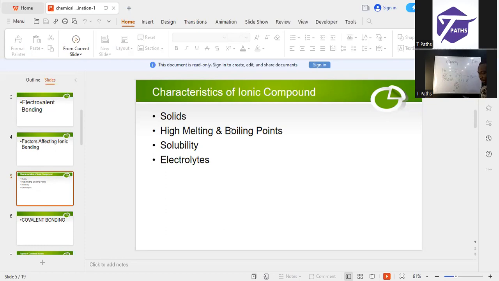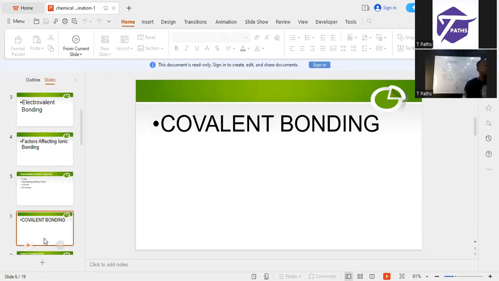Next, covalent bond. What's covalent bonding? Covalent bonding is a bond that involves what we call sharing of electrons. There is sharing of electrons. Non-metals, because of the fact that they want to gain electrons, prefer to share electrons. And when they share electrons, they attain the duplet or the octet state.